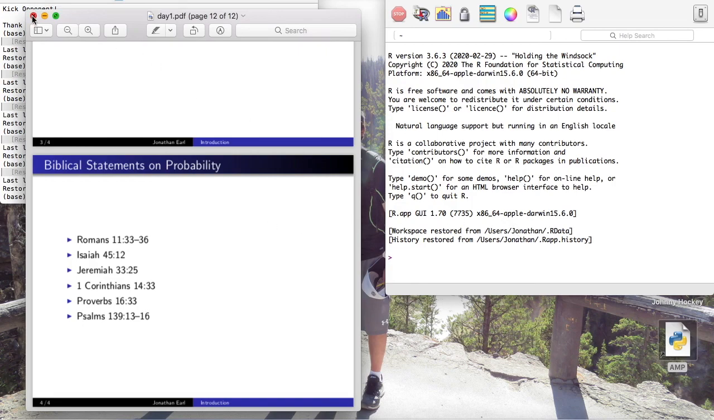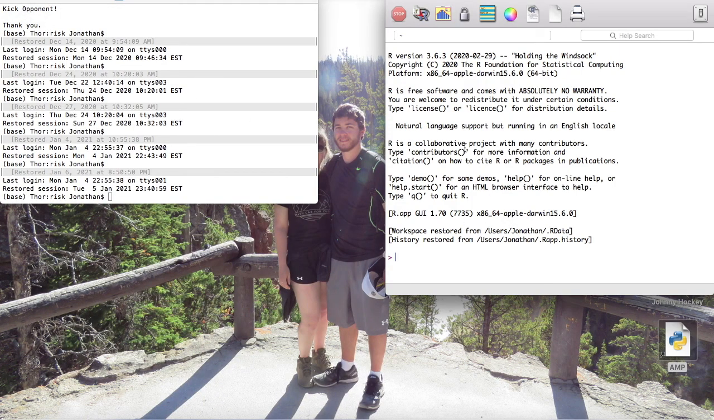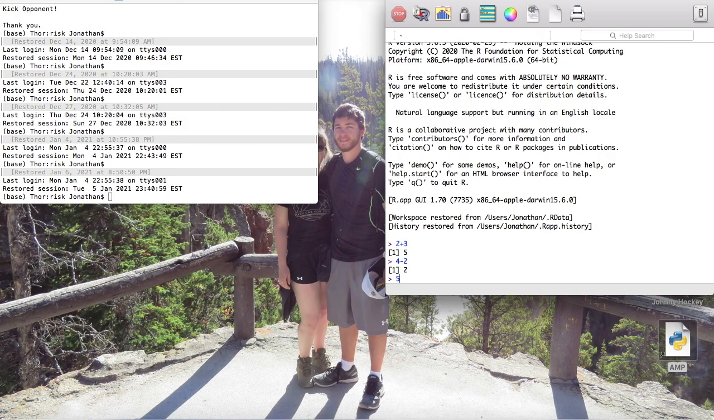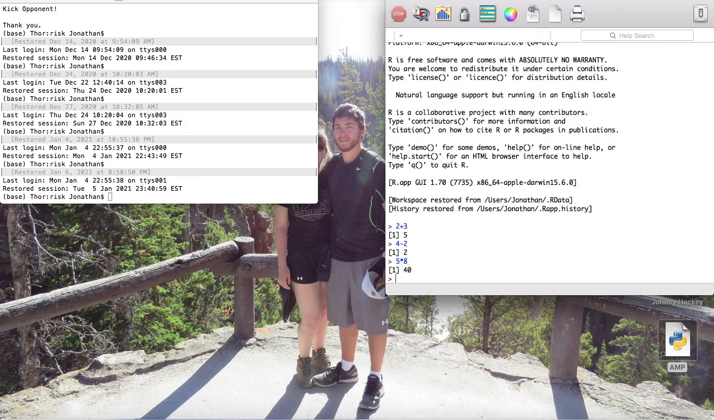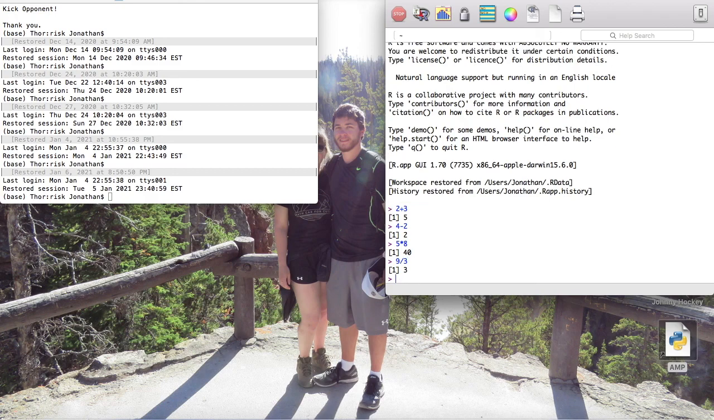Okay, and then the last thing that I want to do, just in closing, is give a brief introduction to R and some of the things we can do with it. So we can open R up and just start running a couple of commands. We add things together, 2 plus 3, we can subtract 4 minus 2, we can multiply together with the star operation, 5 times 8 for 40, and we can divide things, 9 by 3.